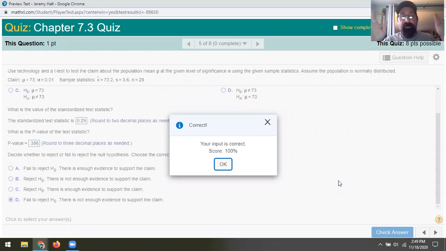100%, yay. You see, it's pretty easy if we have access to StatCrunch, which you do on the quizzes, on the tests and final exams. So I hope that helps you figure out those problems and actually do them reasonably quick.